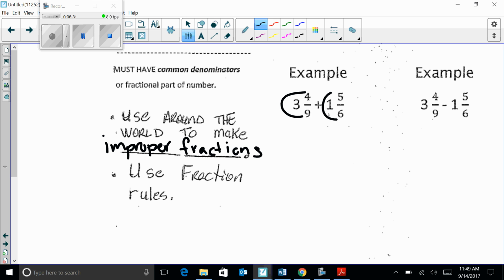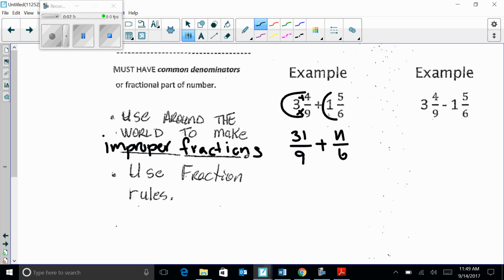Around the World says that you take your denominator and multiply it by your whole number, then add your numerator in and rewrite a fraction. By that, 9 times 3 is 27. 27 plus 4 gives me 31, and 9 is still my denominator. 6 times 1 is 6, plus 5 is 11, and 6 is still my denominator. So I've turned it into 31 over 9 plus 11 over 6.